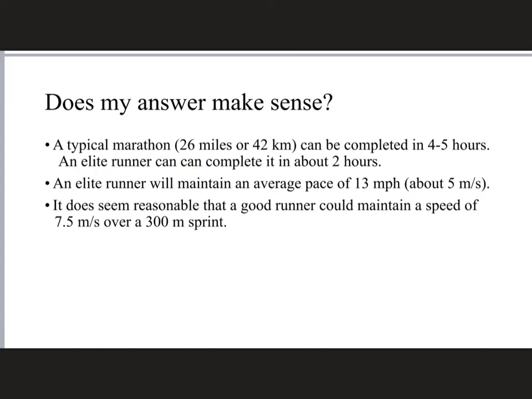But an elite runner, someone who really does marathons like crazy, can generally do it in about 2 hours. So you can imagine that an elite runner is going about 13 miles per hour or about 5 meters per second. That is a speed that is sustained over 26 miles. So it does maybe seem reasonable that a good runner could maintain a speed of 7.5 meters per second over a 300-meter sprint. We said it was 314 meters, about 300 meters. It seems like it might be within the realm of possibility. It might be a little bit off, but it's at least not an unreasonable answer.